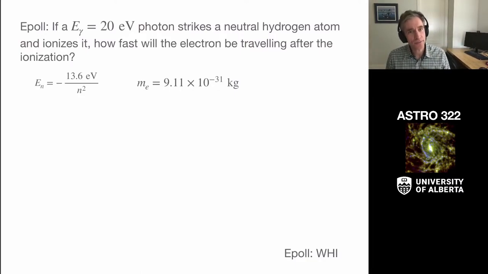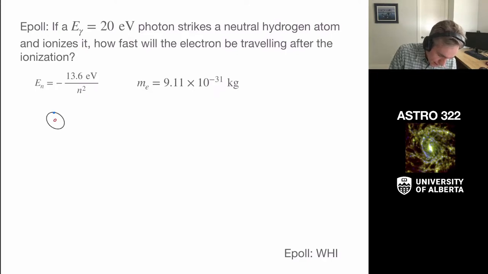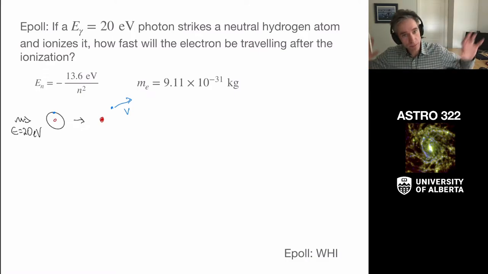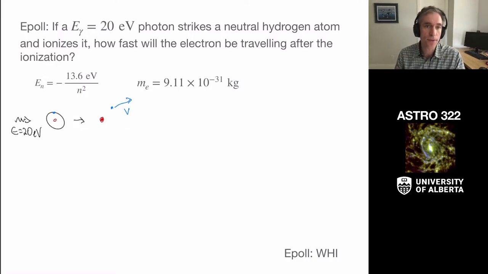Let's imagine what happens if we have a hydrogen atom sitting here very happily with a proton and an electron, and then along comes a photon with energy of 20 electron volts, and it hits this atom, and the effect is that I end up with my proton, and then I have my electron flying off with some speed v. The photon's gone, it got photoabsorbed. What I want to know is, how fast will that electron be traveling after this ionization?